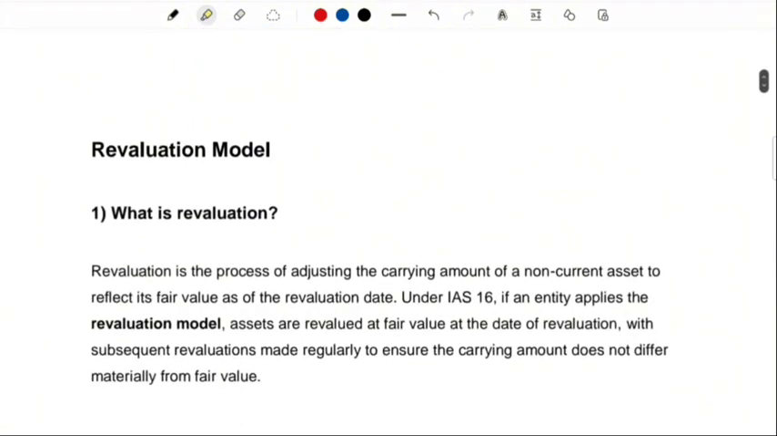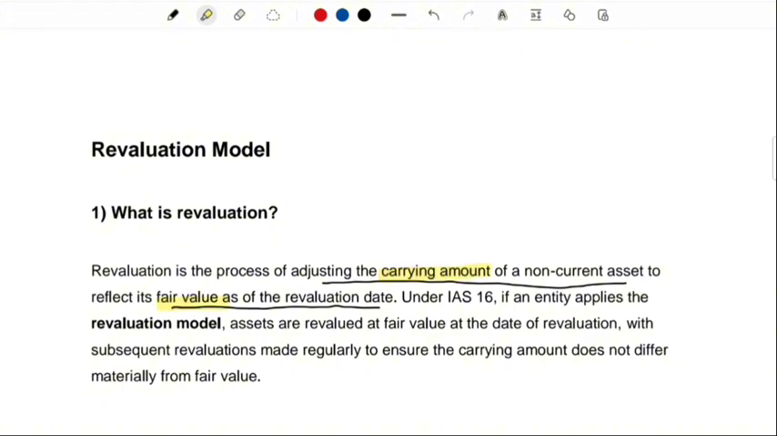Moving on, we have another model that IAS 16 allows, which is a revaluation model. Under revaluation model, what we do is we adjust the carrying amount of a non-current asset to reflect its fair value as of the revaluation date. Revaluation date is simply the date at which the entity decides that we are going to revalue. So it's that date particularly at which you will update the value of your non-current asset to the fair value.